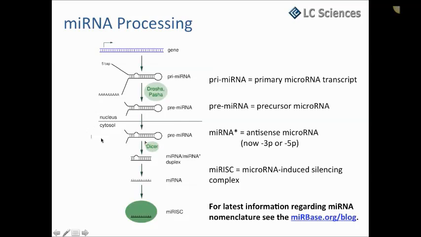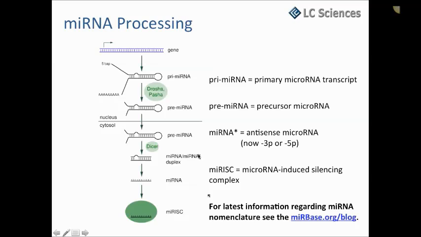What the Dicer molecule is doing is basically cleaving off the 3' and the 5' ends, as well as getting rid of the hairpin structure. So what you end up with is a microRNA duplex with its antisense strand, and this then gets cleaved into the mature microRNA molecules. And these mature microRNA molecules can then form miRISC complexes, which are basically microRNA-induced silencing complexes.